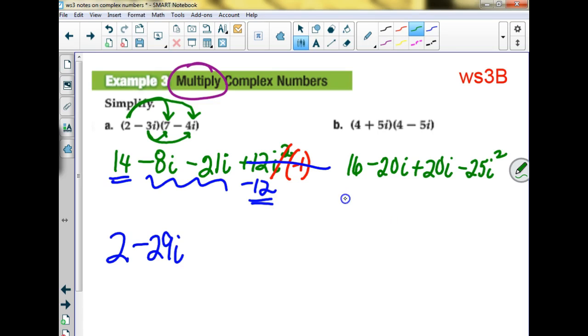Anybody get an answer? I got 41. 4 times 4 is 16. Minus 20i and plus 20i, those cancel out. But make sure this was a minus 25i squared, so when you replace the i squared with negative 1, it became positive 25, which if I added right is 41.